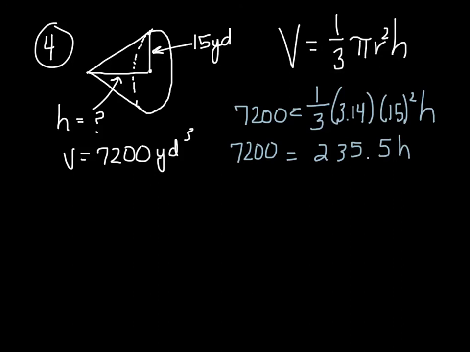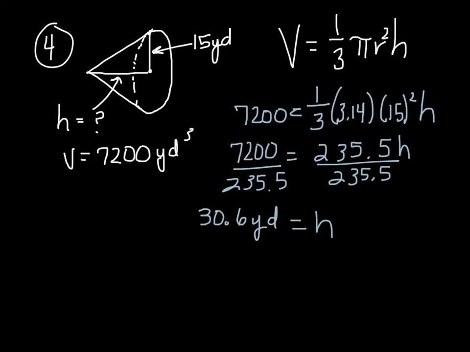So the opposite of multiplying by 235.5 is divide. So we divide both sides by 235.5. So the height is going to be 7,200 divided by 235 and 5/10. Rounded to the nearest tenth is going to be... Guys, this is Nick, and your answer is 30.6 yards.